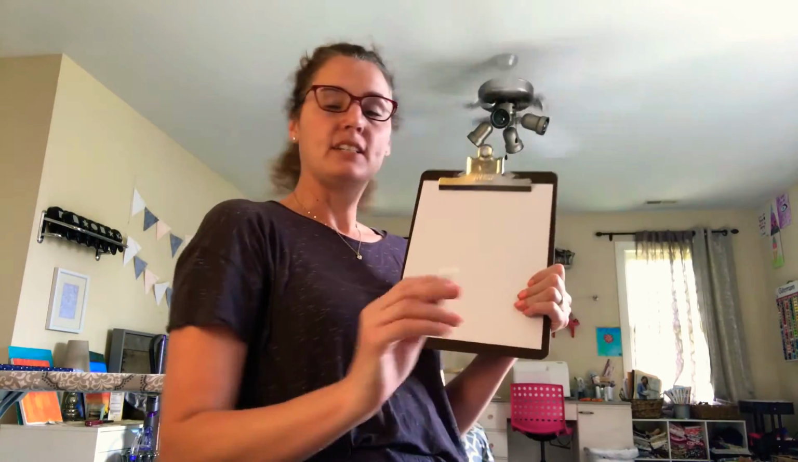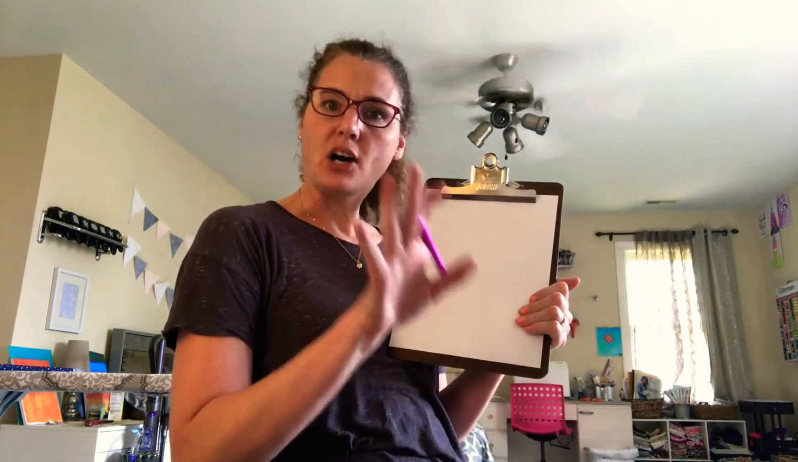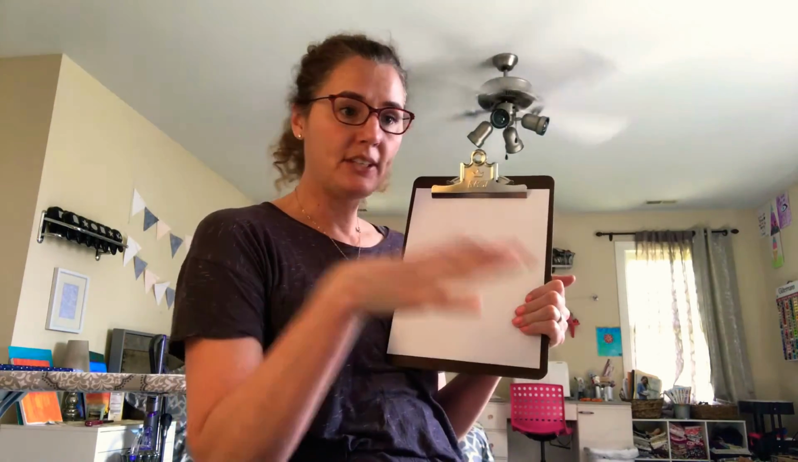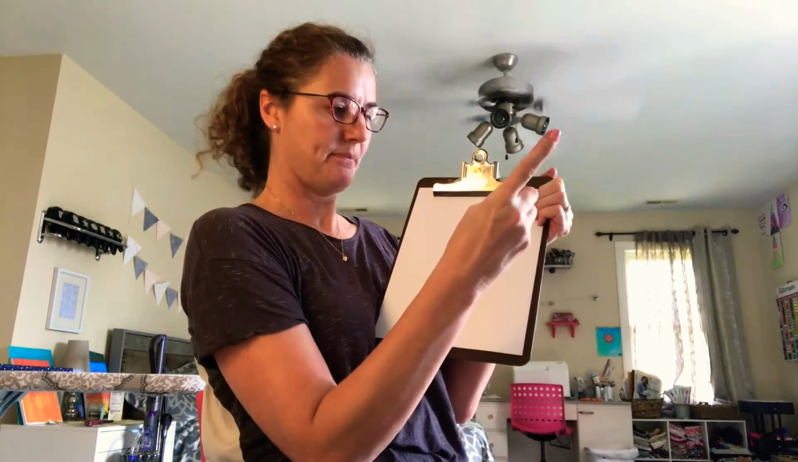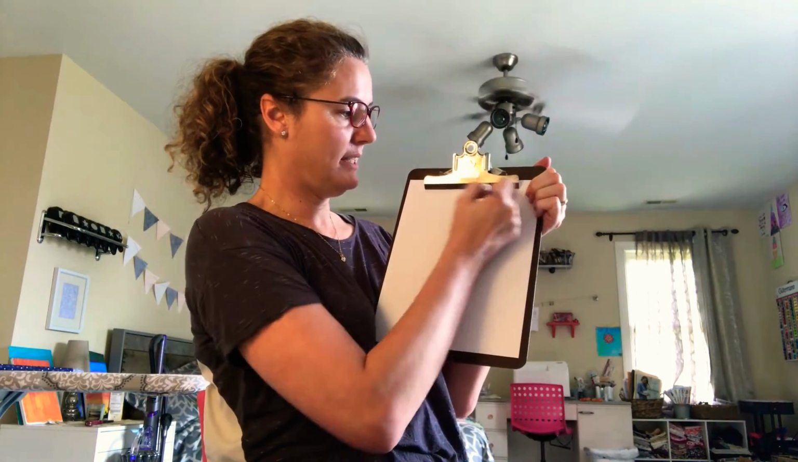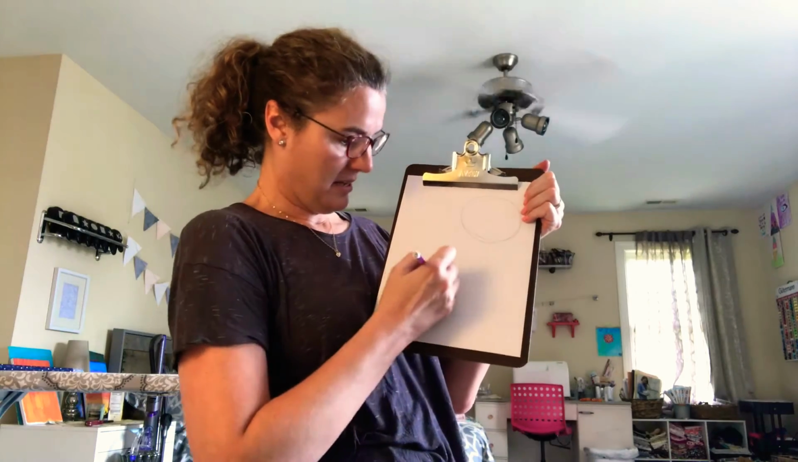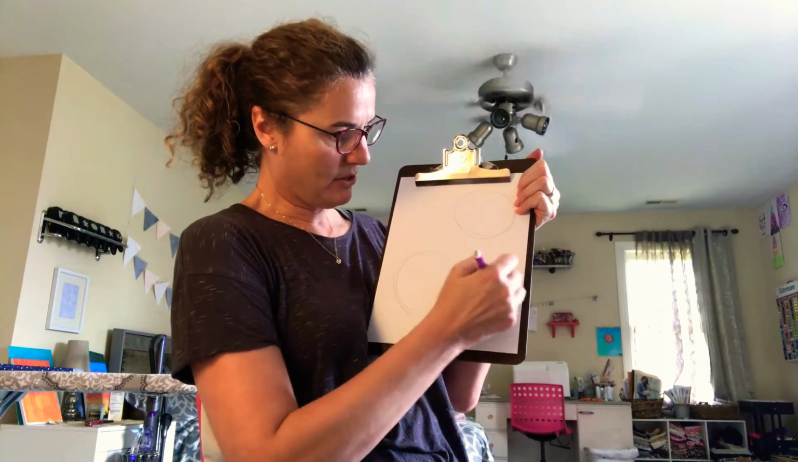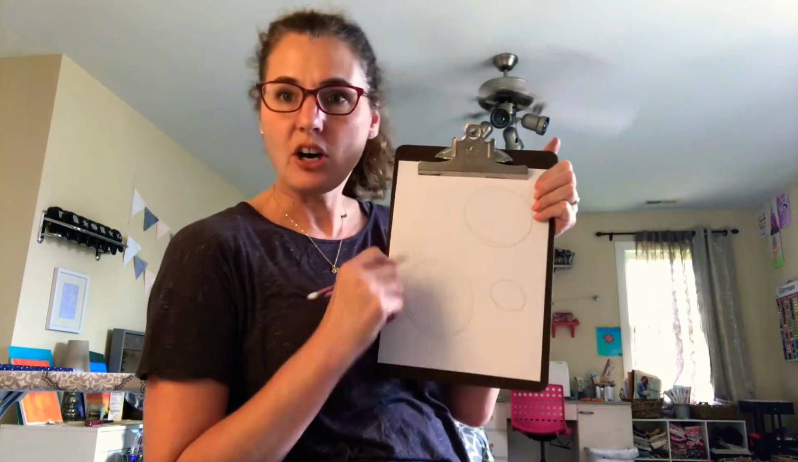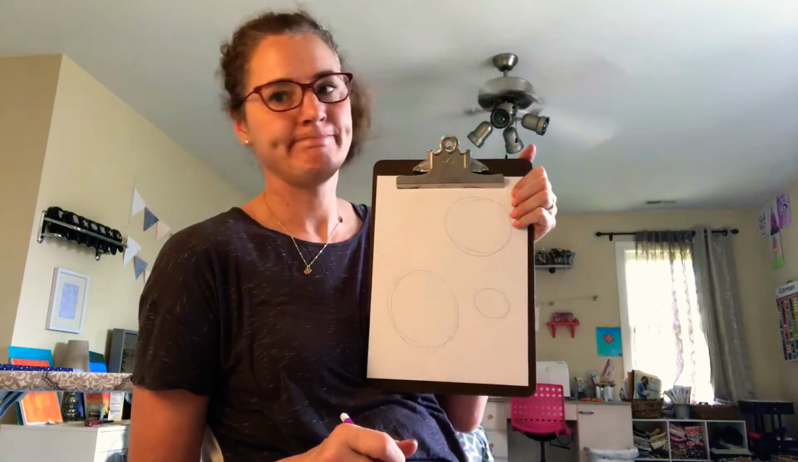Now, they don't have to be perfect. We're not perfect. I'm not perfect. Art is not perfect. So I'm just going to draw circles the best I can. Using my pencil, big circle, even bigger circle, medium circle. Now, are these overlapping? Not yet.